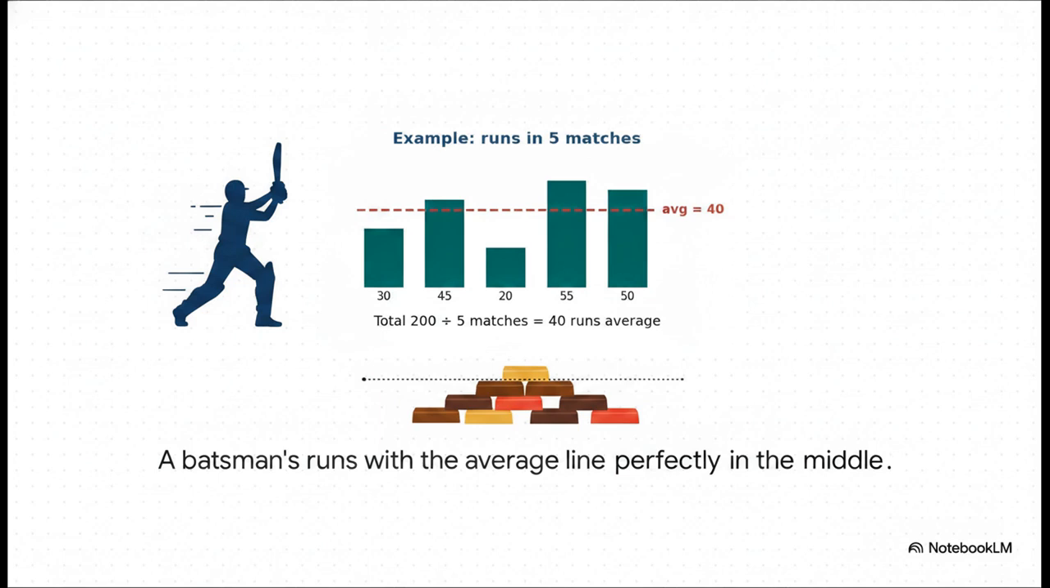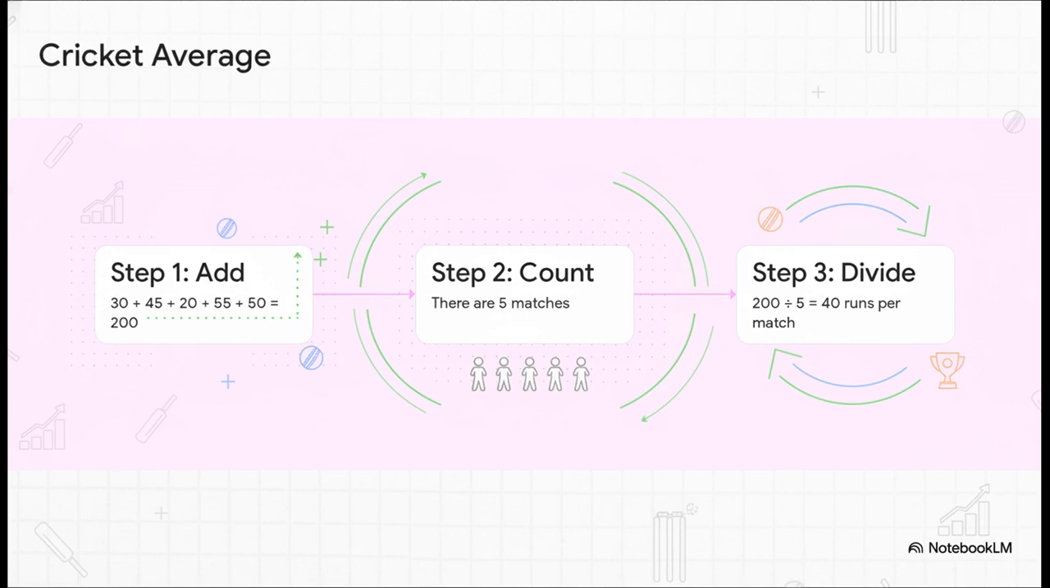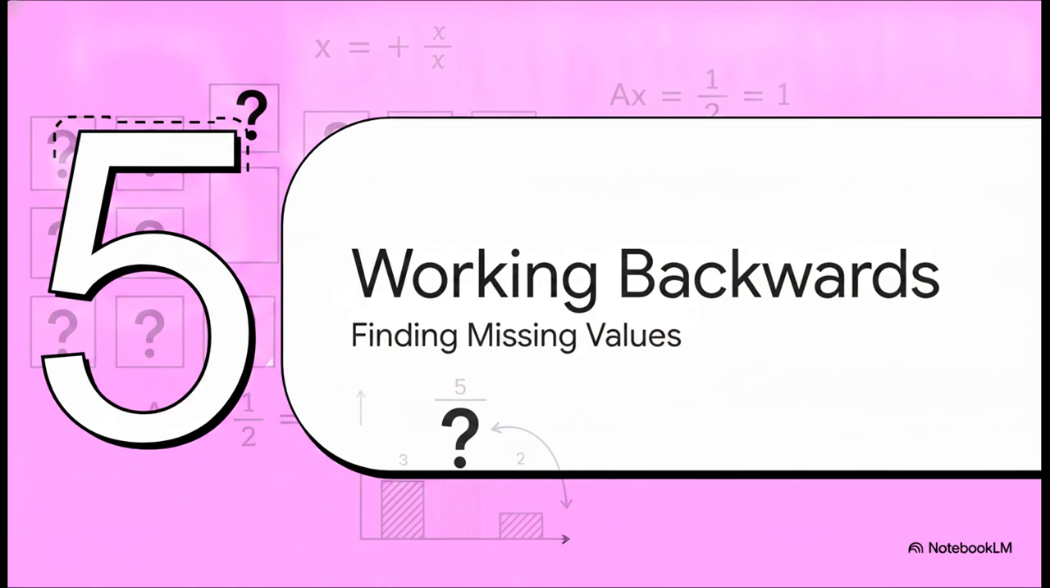represents his typical performance. So, doing the math behind that concept, we add the match runs together. 30 plus 45 plus 20 plus 55 plus 50 gives us a nice round total of 200 runs. We count the matches, which is 5. Then, we divide 200 by 5, and we find his steady, reliable average is exactly 40 runs per match. Moving right along to section 5, working backwards.